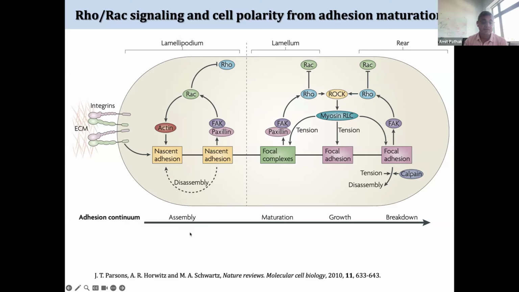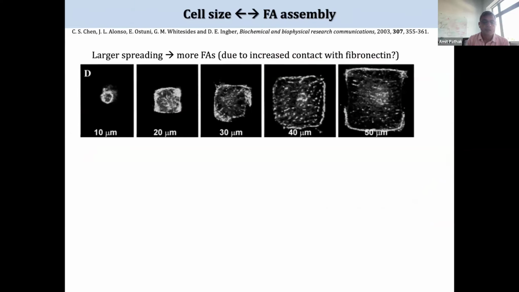In the front, there is a lot of assembly. In the intermediate phase, there's maturation and growth. In the back, there is more breakdown happening than assembly, because those are already made. For the cell to move forward, they just need to break. So that's what the catch bonds are doing. Here, I'll make a transition in terms of what the properties of these adhesions are. I'll provide some examples. Before I do that, let me know if you have any questions.